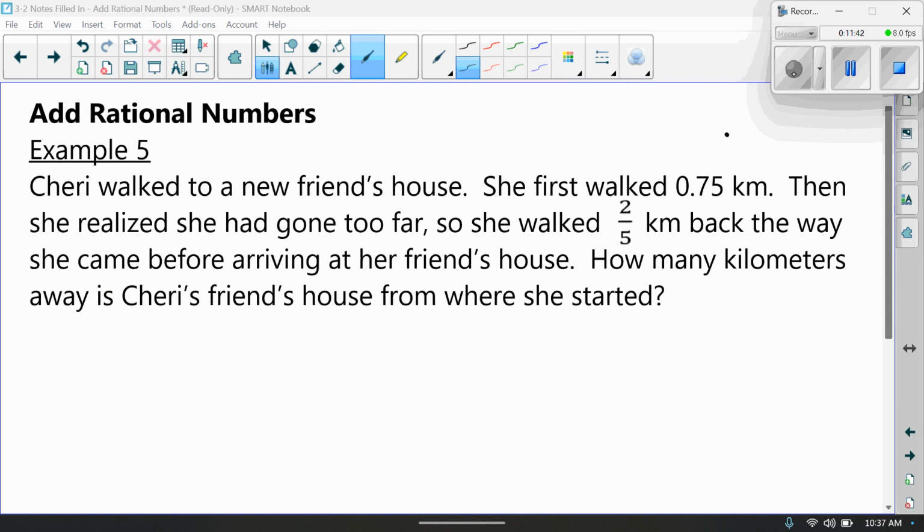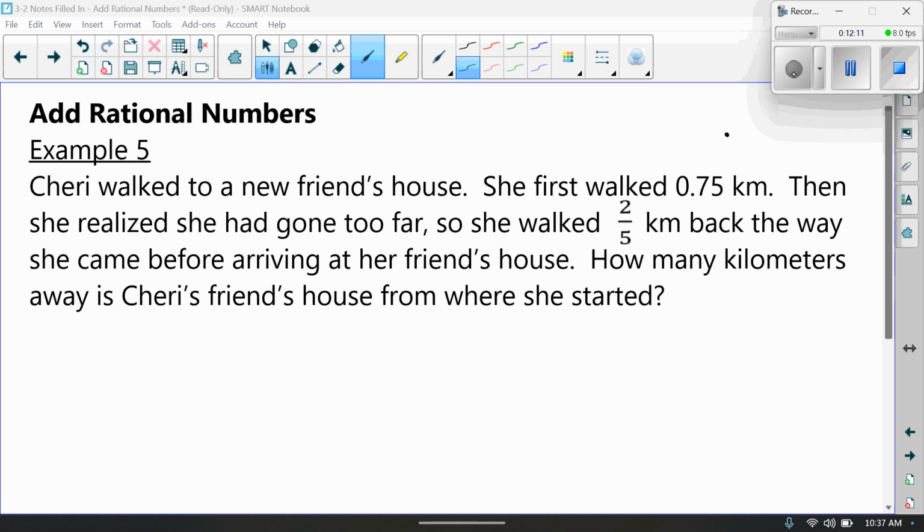All right, so now we've got a word challenge. It says, Sherry walked to a new friend's house. She first walked 7,500 kilometers. Then she realized she had gone too far, so she walked 2/5 kilometers back the way she came before arriving to her friend's house. How many kilometers away is Sherry's friend's house from where she started?